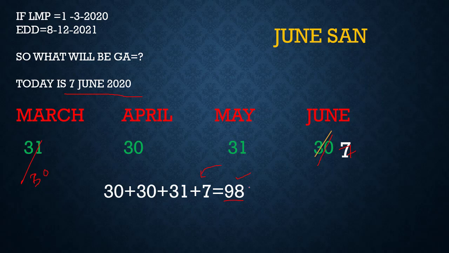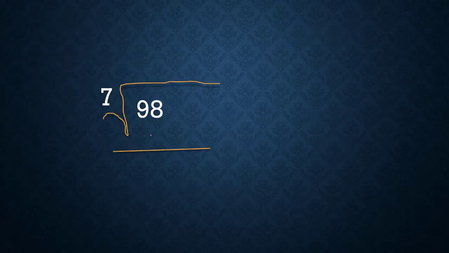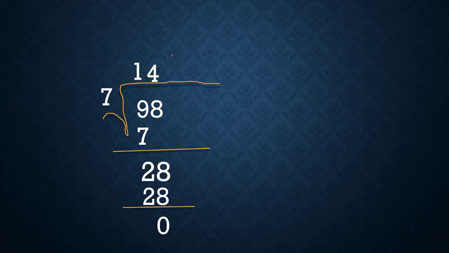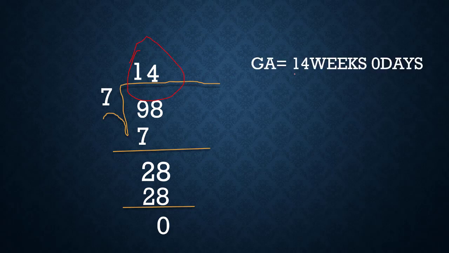We will divide this by 7 to calculate the age of fetus in weeks. So we will divide 98 by 7 by applying the simple rule of division. The answer will be 14. So your fetus is 14 weeks and 0 days old. So the fetus is 14 weeks old. This is how we can calculate the gestational age of the fetus.